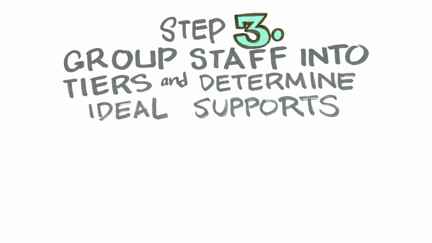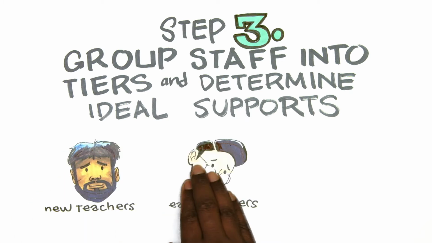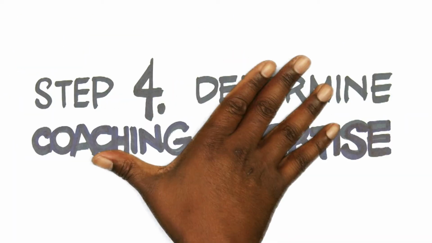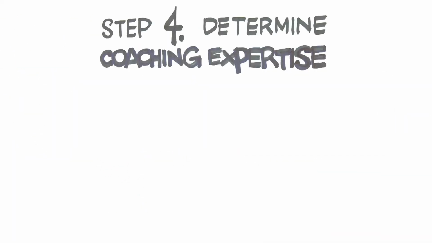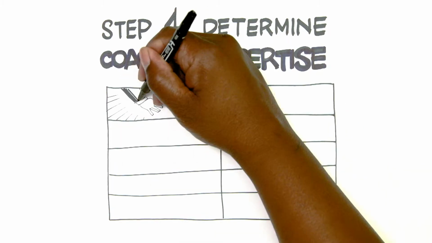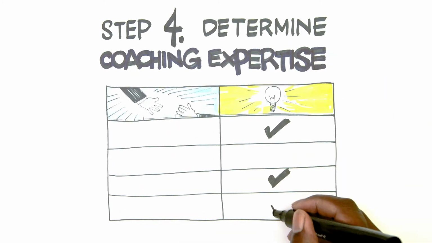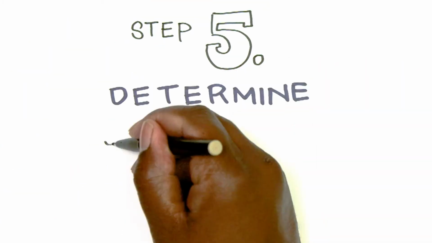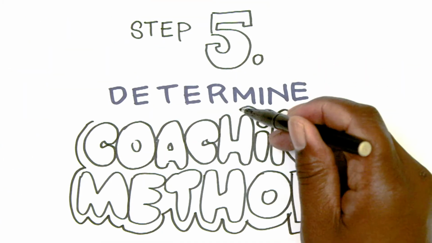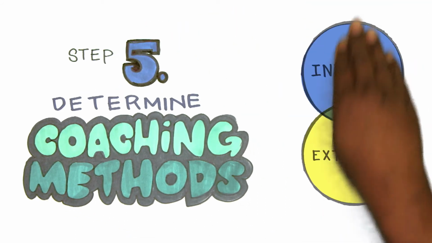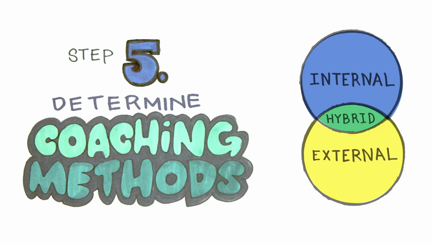Step 3. Group your staff into tiers and determine the ideal supports for each tier. Step 4. Determine the coaching expertise that meets the needs you've identified and prioritized. For example, to support new teachers, a coach will need deep reservoirs of empathy. Step 5. Determine the methods by which you want to recruit and develop coaches. For example, should you search externally or internally, or take a hybrid approach?